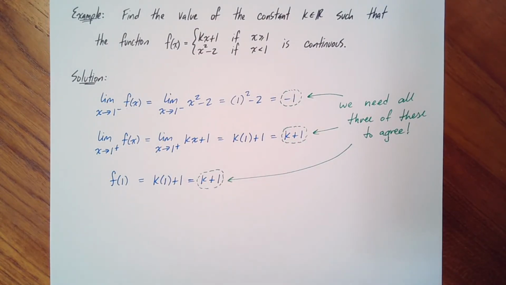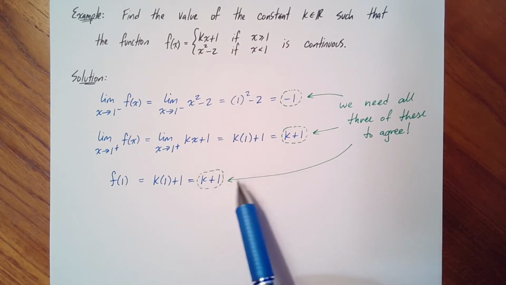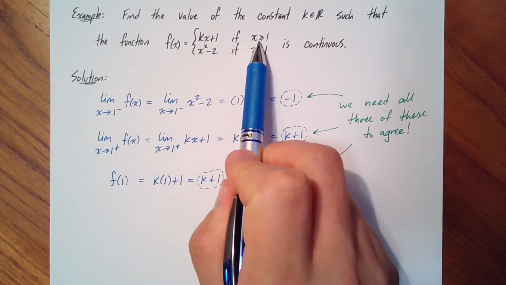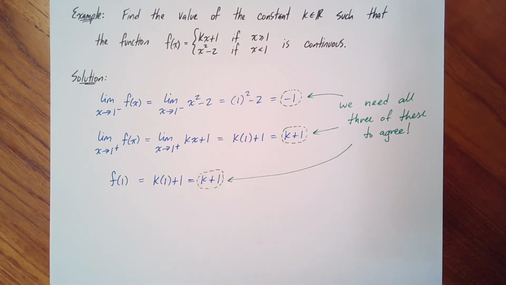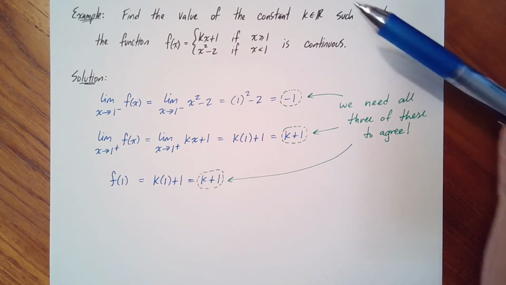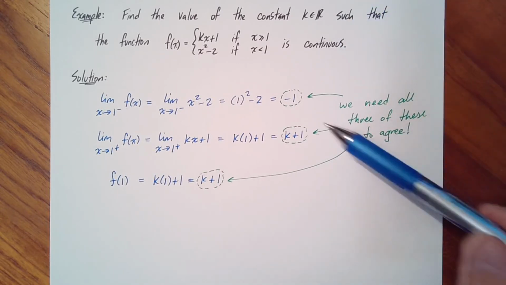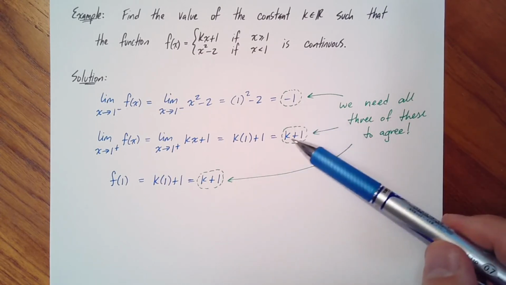So no matter what k is, this function is always continuous from the right. Probably something to do with the fact that the inequality was on the positive half of 1, right? That's probably why it was continuous from the right. But that's not what we were asked for. We want to find the value of k that makes this function continuous. So what value of k makes all three of these quantities agree?